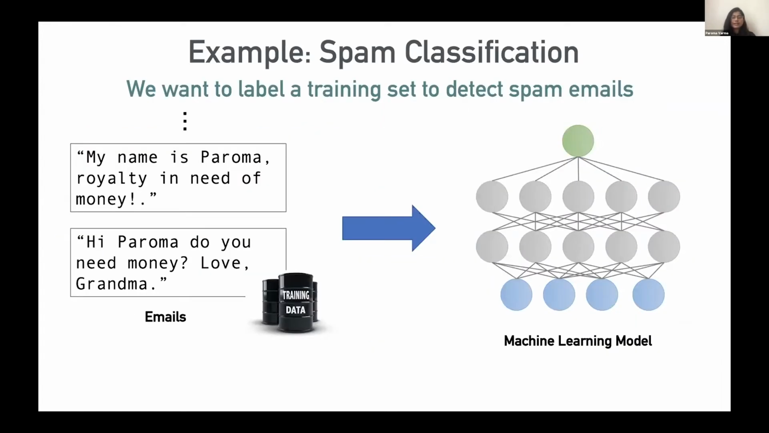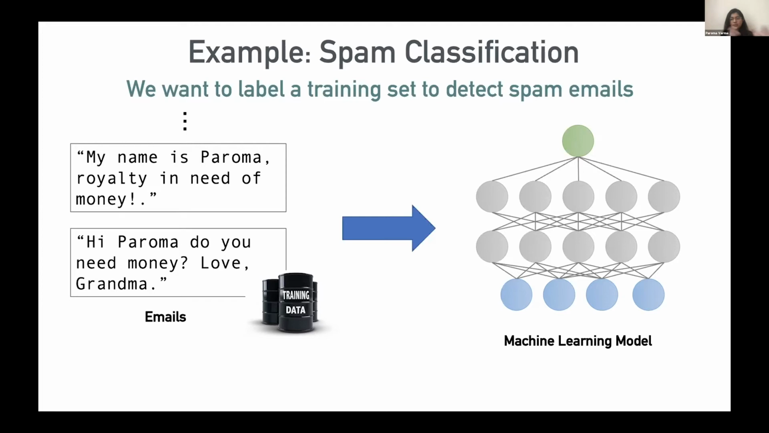So let's start off with an example to root this entire Snorkel pipeline in. Let's say we want to build a machine learning algorithm that helps us classify emails as being spam or not. So, let's say we have a bunch of emails and now we want to feed them into this machine learning model, which can then help us predict whether a particular email is spam.